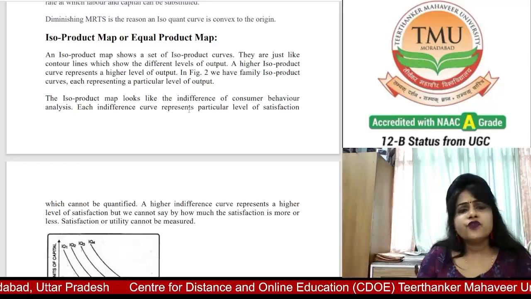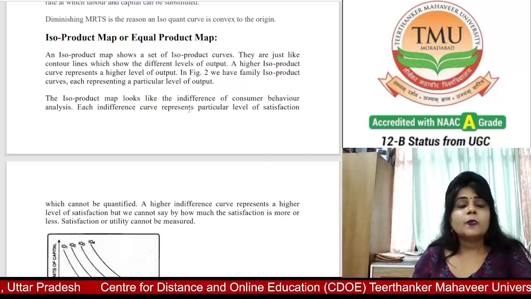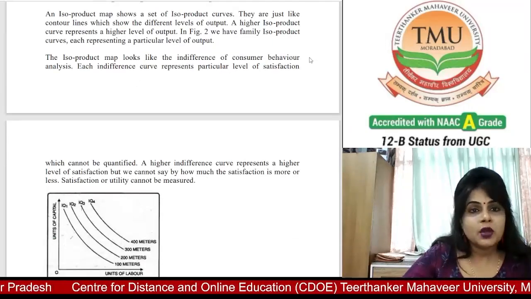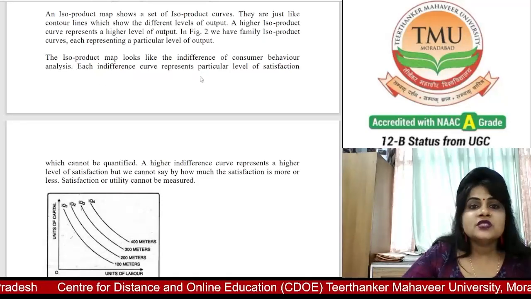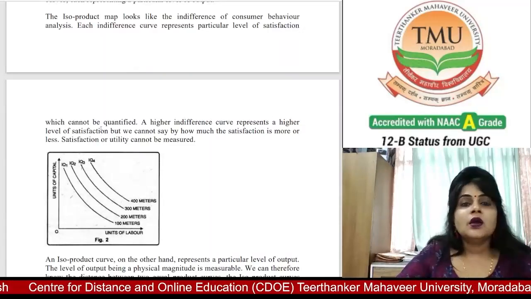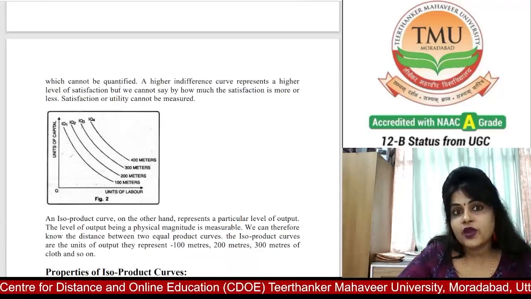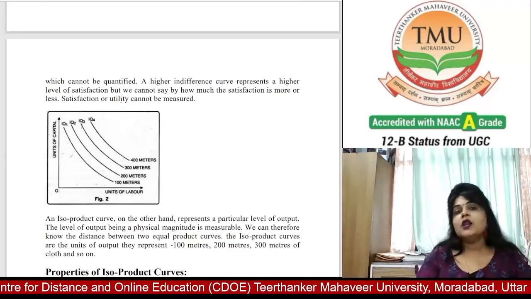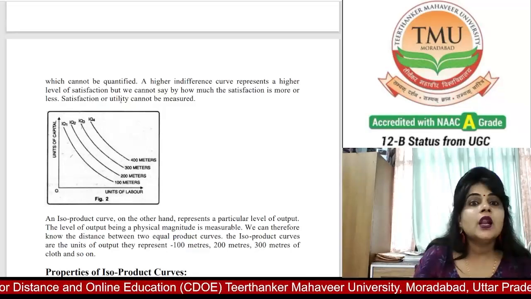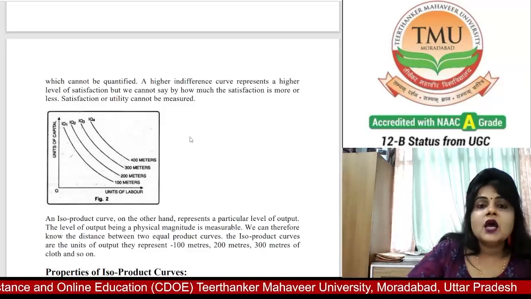It represents different production plans that the producer plans to produce. The isoproduct map looks like the indifference map of consumer behavior analysis. Each indifference curve represents a particular level of satisfaction, which cannot be quantified. A higher indifference curve is qualified, not quantified, because in the ordinal approach we can only give the rank, and in the cardinal approach we can measure the utility. But it comes in the ordinal approach.